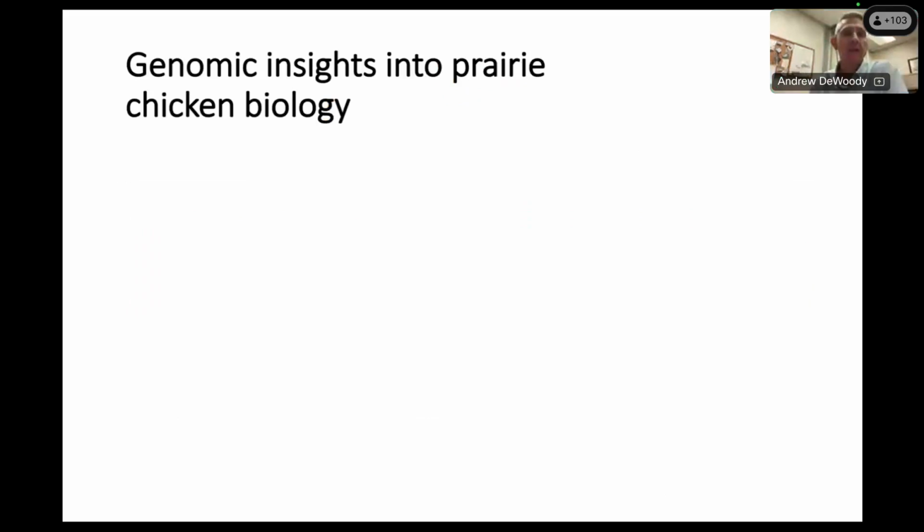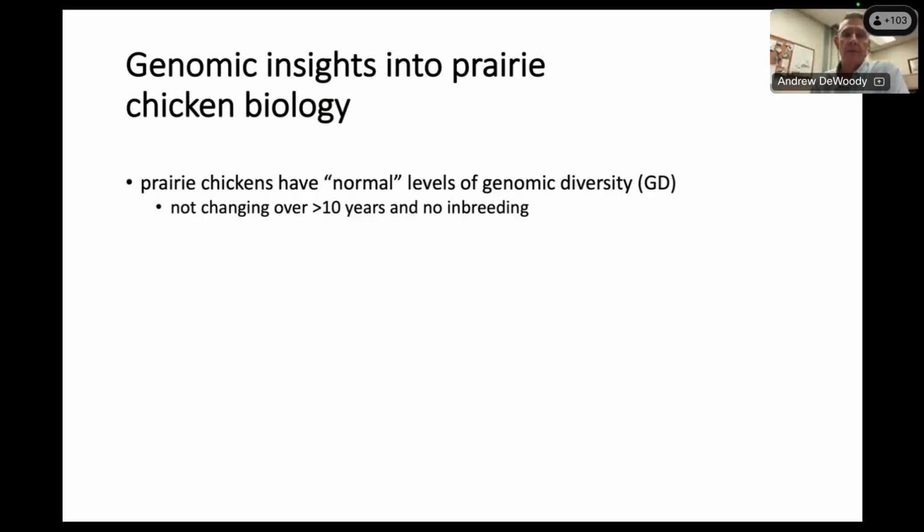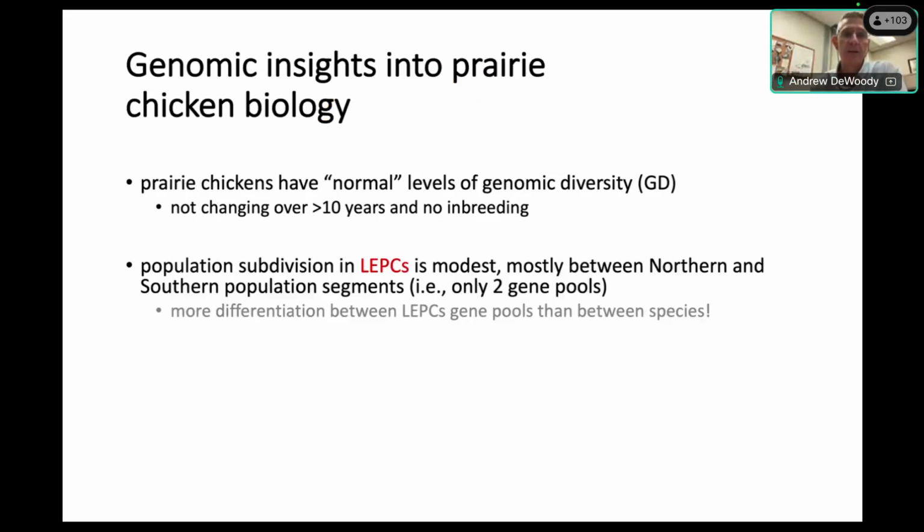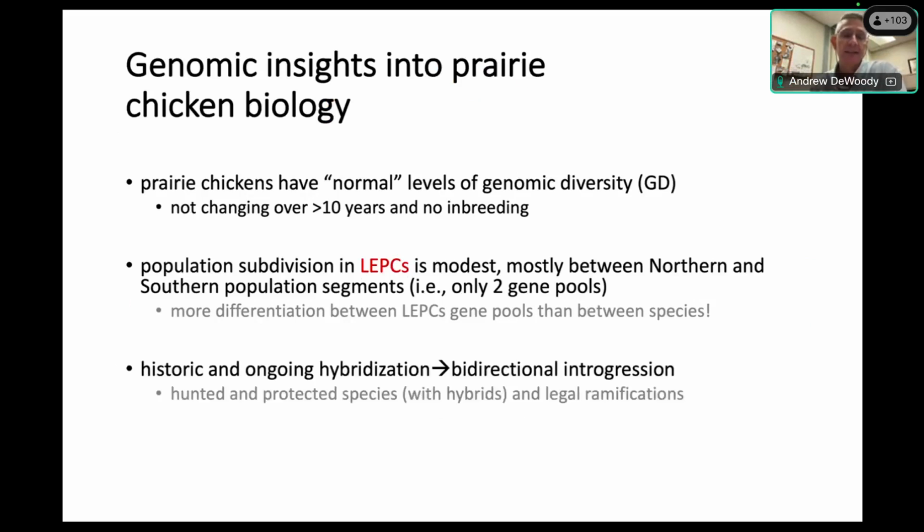Okay, so to put this in context, prairie chickens have pretty normal levels of genetic diversity, genomic diversity. It doesn't seem to be changing over the last 10 years or so. We see no evidence of inbreeding. The population subdivision in these lesser prairie chickens is quite modest, and it's mostly between the northern and southern population segments. And there's more differentiation between them than there is between the 2 different species.